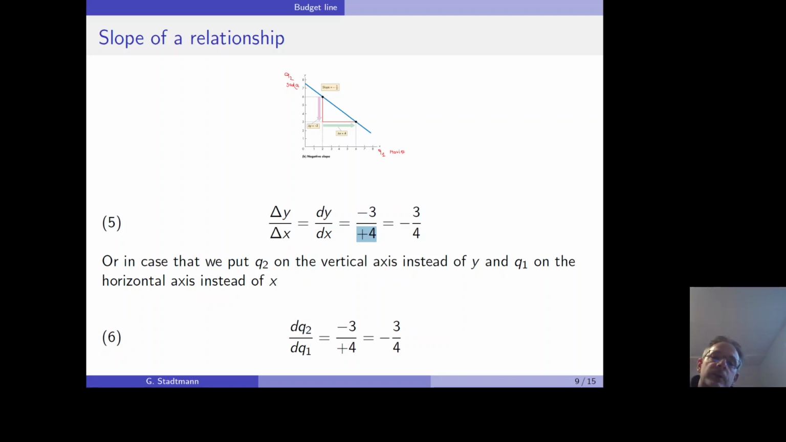In case we put Q2 on the vertical axis and Q1 on the horizontal axis, then the slope is given by the following relationship. We put Q2 on the vertical axis instead of y, and Q1 on the horizontal axis instead of x. And then the slope is given by dQ2 over dQ1, equal to minus 3 over plus 4. So it's minus 3 over 4.